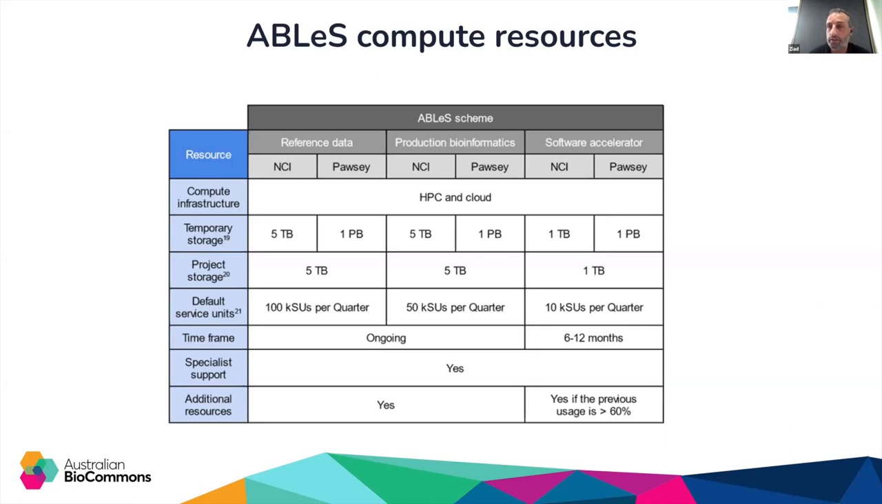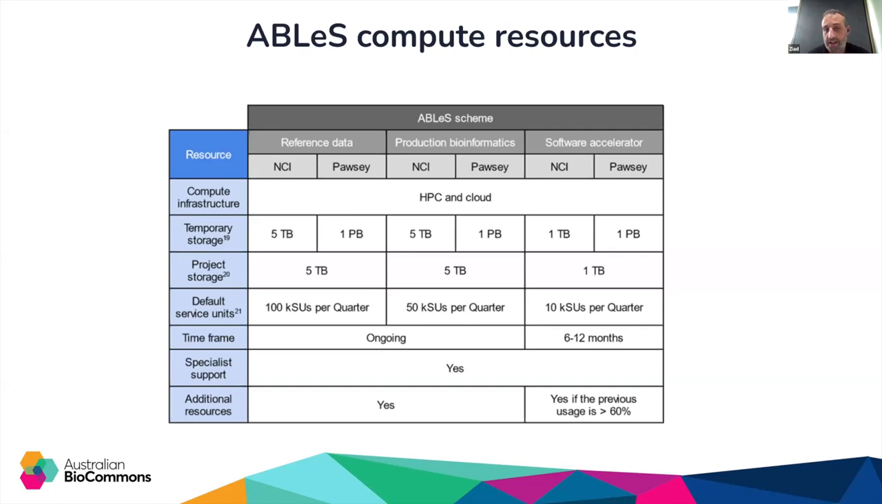We also provide default service units for each project, starting from 10,000 service units to 100 service units. These are added by default at the beginning of each quarter and renewed for each ABLeS project that's active. These projects will be supported as long as ABLeS exists for the production bioinformatics and the reference data. But the software accelerator is limited to 6 to 12 months, as we believe this kind of project focuses on specific development that will be limited in time.